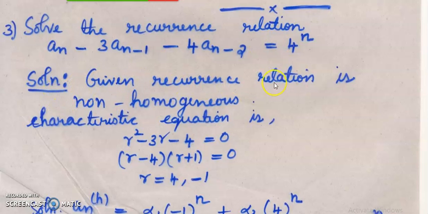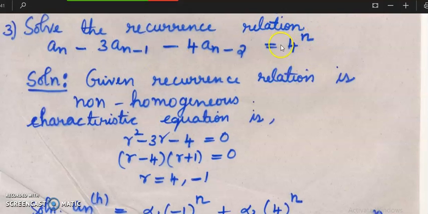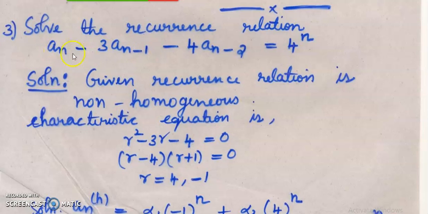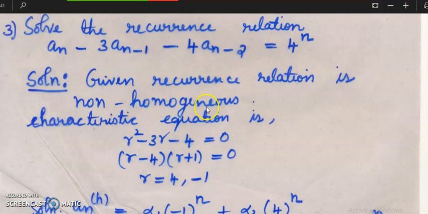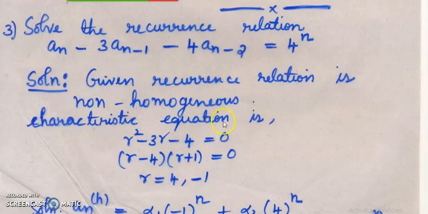Solution. The given recurrence relation is non-homogeneous because we have 4 raised to n. So whenever you have a function in n together with this relation, we call it non-homogeneous. Now the characteristic equation; this is a second order equation.